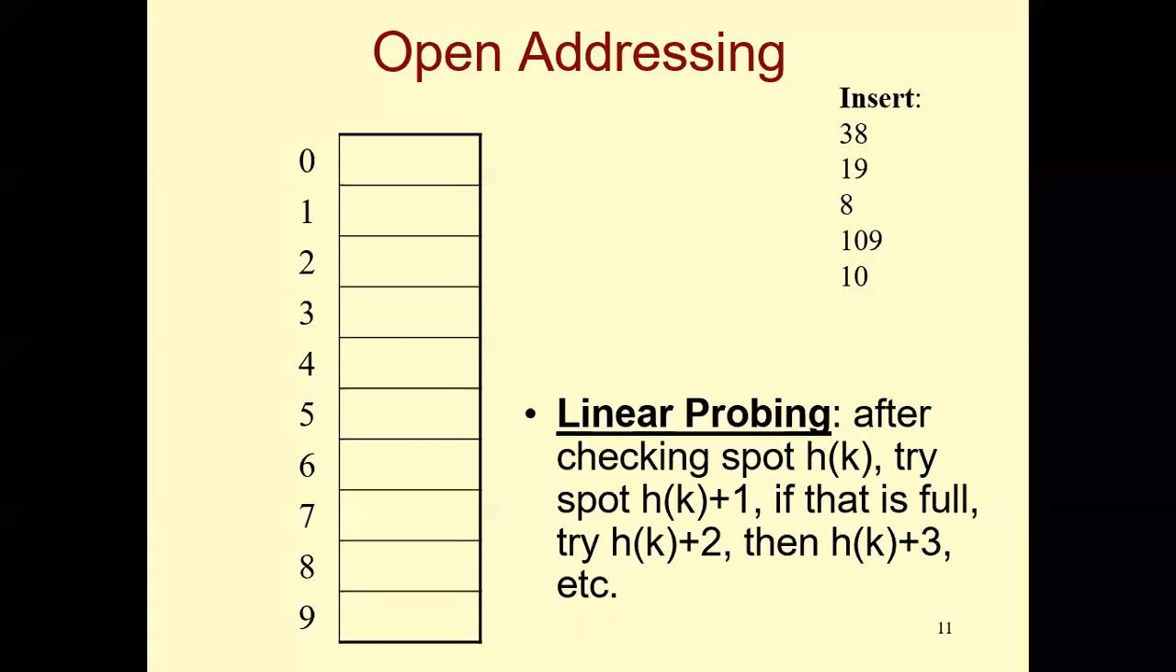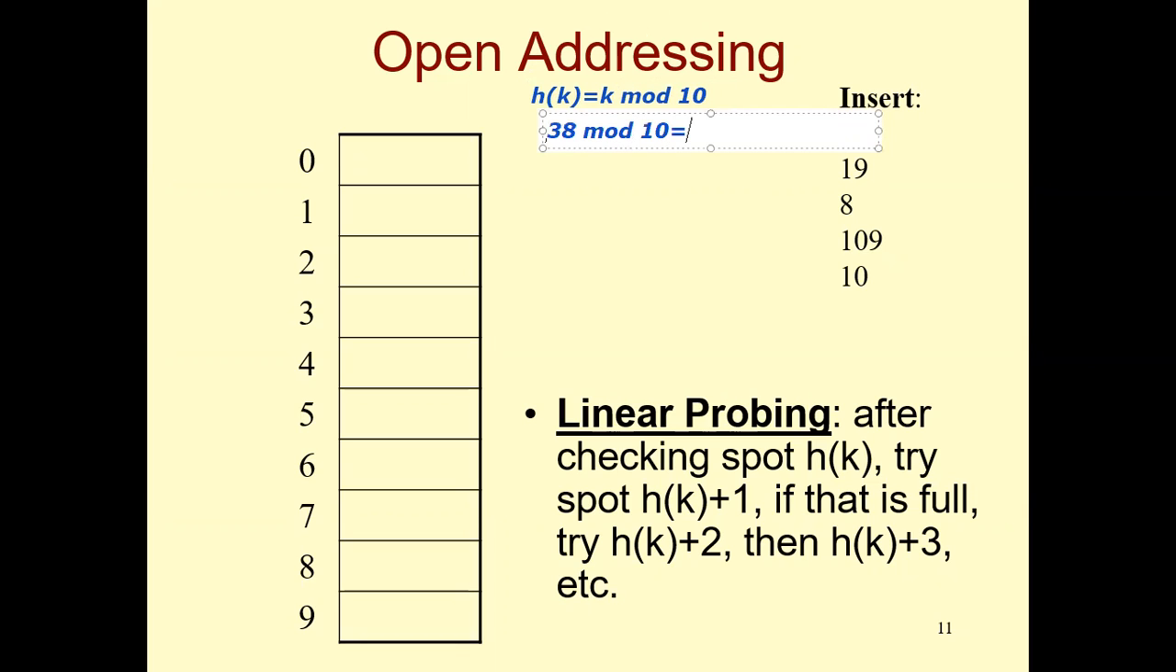The hash function that we are using is h of k equal to k mod 10. First number, 38. So all we're going to say is 38 mod 10. 38 mod 10 is going to give you 8. So therefore that means 38 should come here.